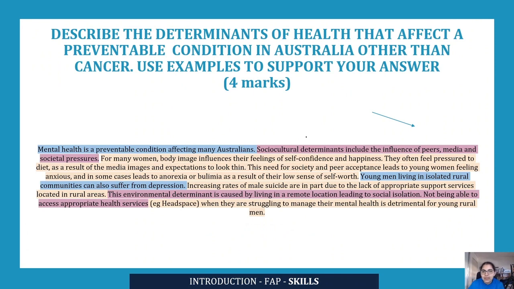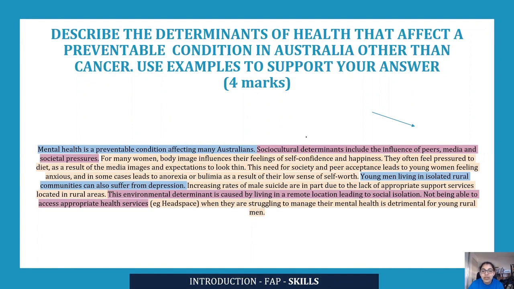Let's have a look at this. This is an example response. So mental health is a preventable condition affecting many Australians. Now this tells me what condition I'm looking at other than cancer. Straight to the point. Sociocultural determinants include the influence of peers, media, and societal pressures. So now that's telling you what the sociocultural determinants are.